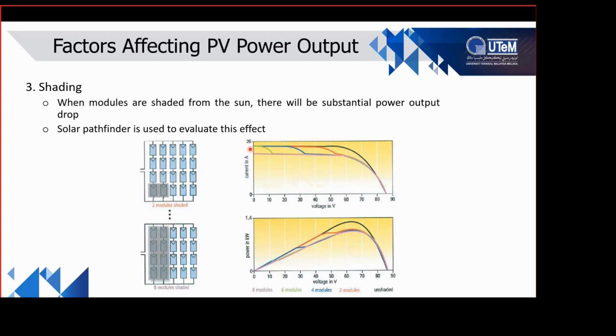This one is the IV curve, and this one is the PV curve, power and voltage. This one is the current and voltage. So unshaded is indicated by the black line. If there are 2 modules shaded, it is the orange line. 4 modules shaded is the blue line. Then we have 6 and 8. 8 means all the modules in these 2 strings are shaded. Then we have the purple line here.